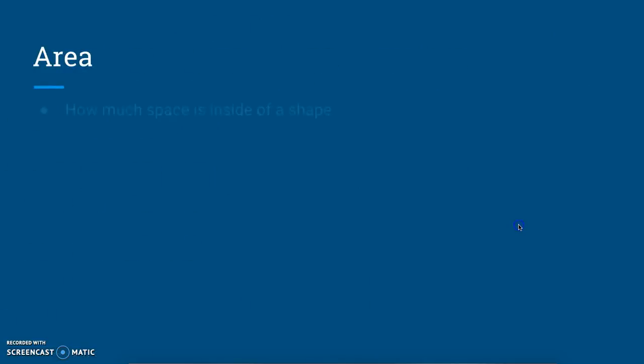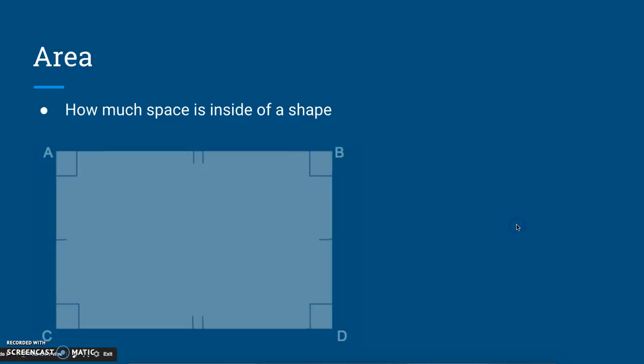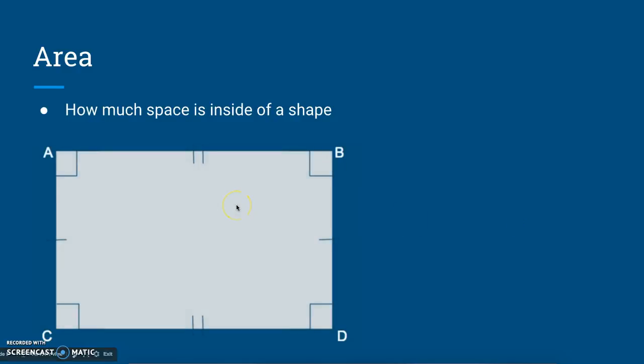Now let's look at area. Area is the measure of how much space is inside of a shape. Let's go back to a rectangle. So another way we can think about this is if we had a 1 by 1 square, we would want to know how many of these squares could fit inside of this rectangle.